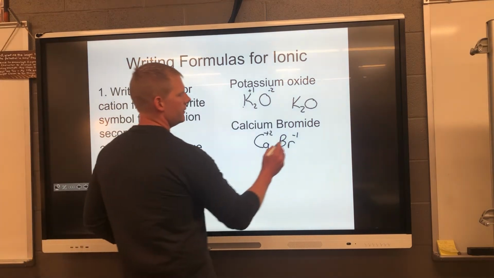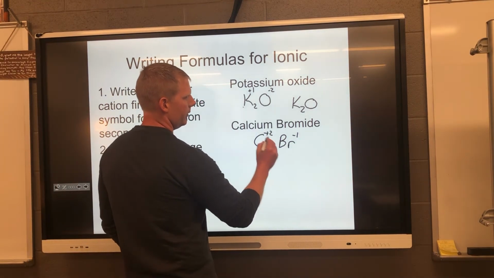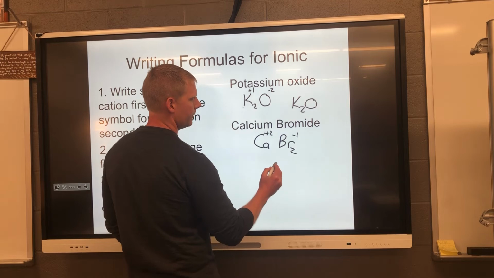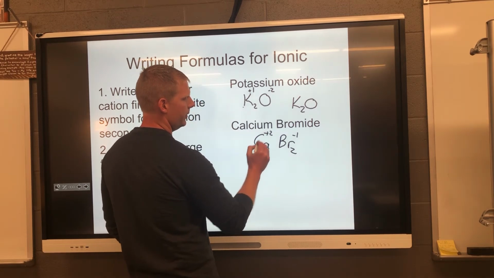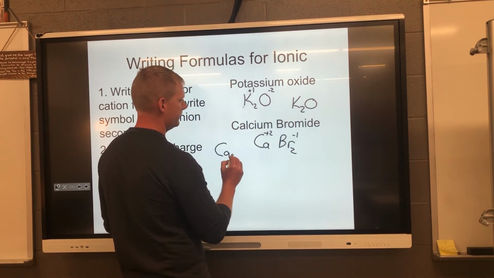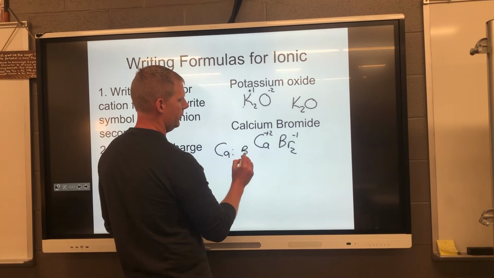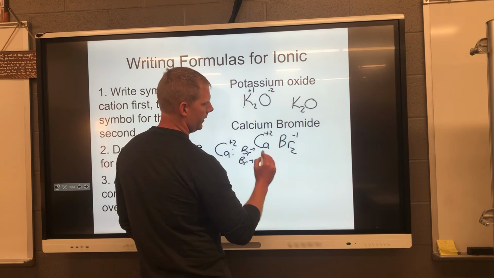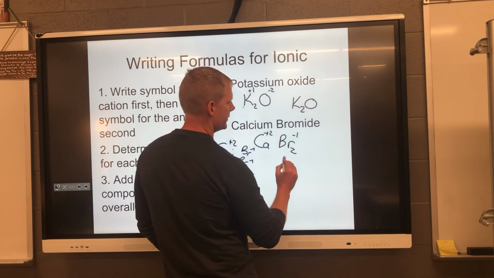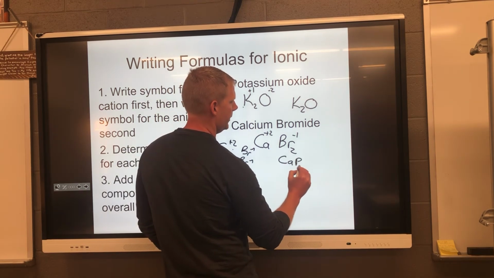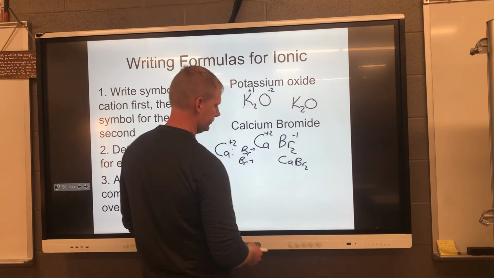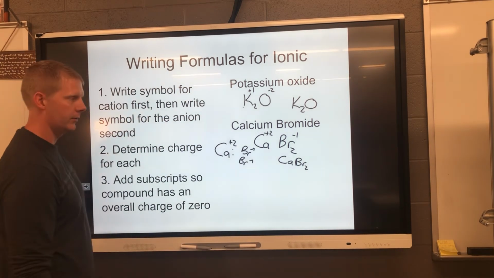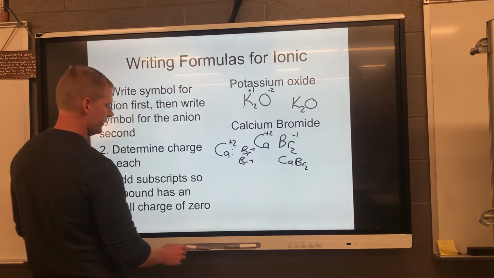So again, step 3, add subscripts so the compound has an overall charge of 0. If I bring this 2 down here, I would have positive 2 with 1 calcium atom, and I would have 2 bromine atoms, each with a negative 1. So therefore, my chemical formula is just CaBr2. So calcium bromide is CaBr2.